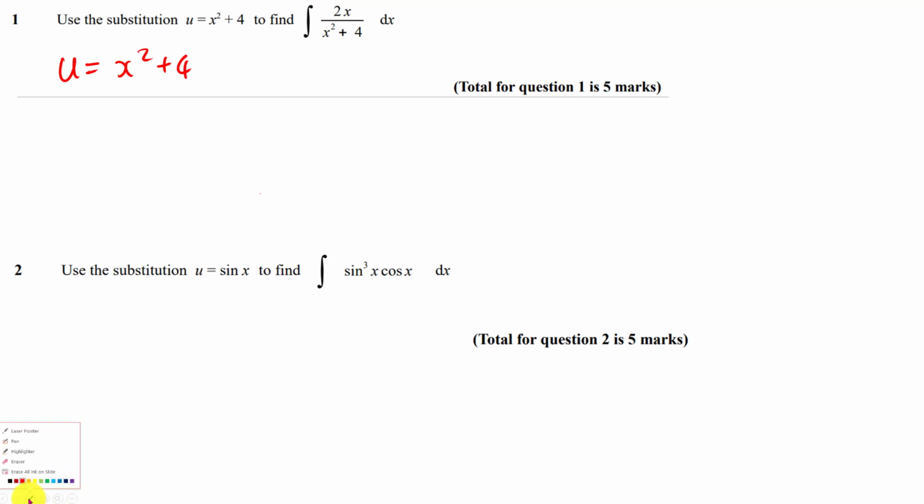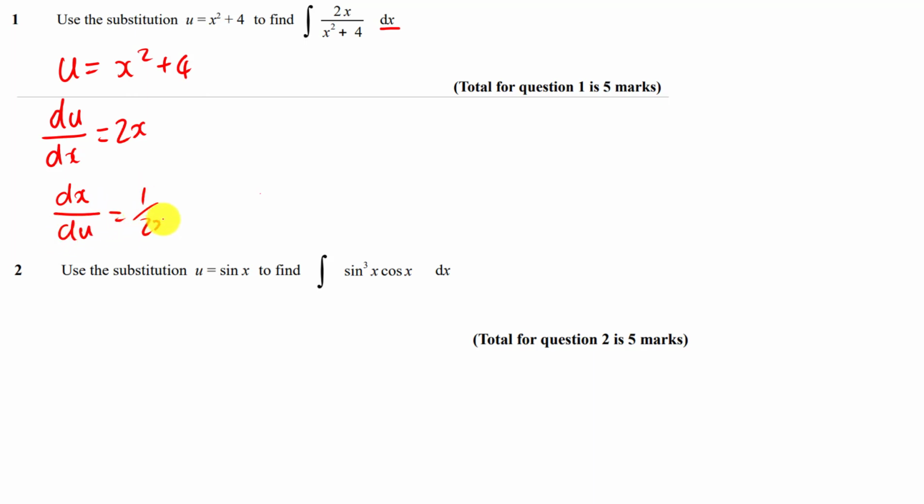Right, so you have u equals x squared plus 4. So we do du dx, and that's going to give us 2x, correct? Now, what we mean by substitution is, can you see there's a dx here? We could actually write, if we inverse this, dx du equals 1 over 2x. Are we happy with that?